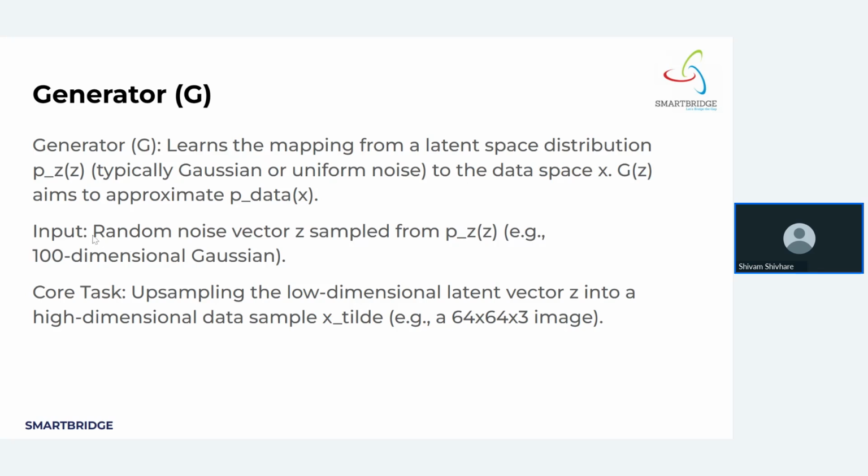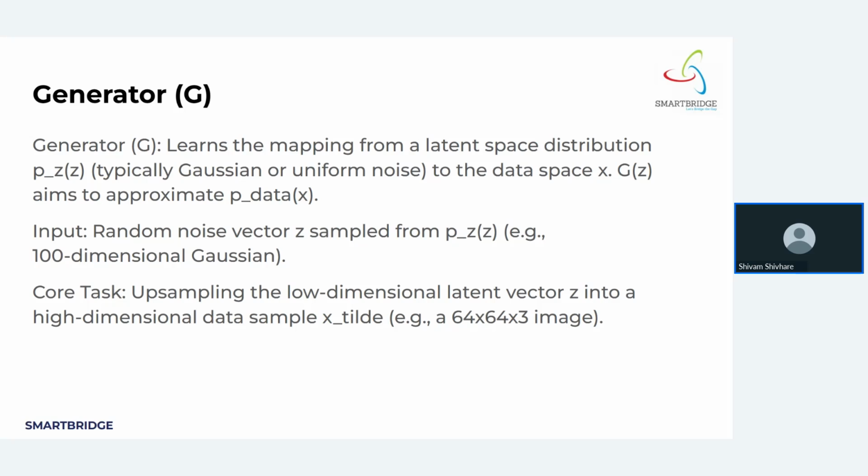So it passes a random noise vector, which we call Z. From that Z, we get the output as a generated image. For example, you send a 100-dimensional input, and it converts that into a very structured image format. This is what happens in the generator.